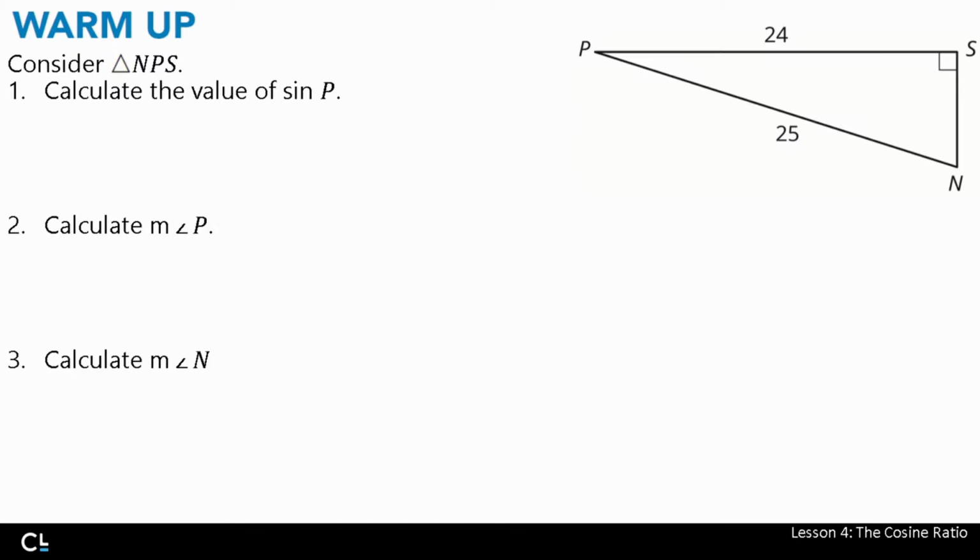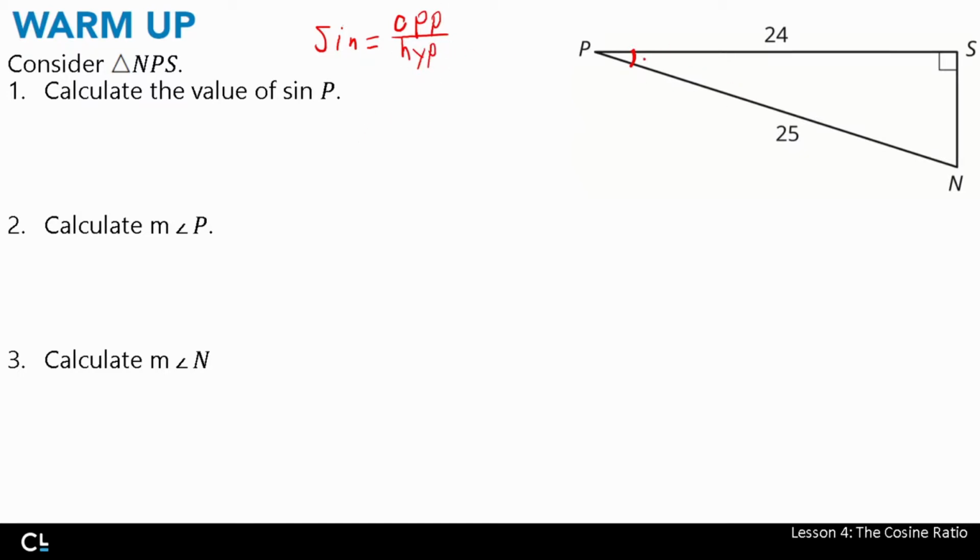So let's get started with reviewing our sine ratio for our warm-up. It says calculate the value of sine P. Now, to remember, P is going to be called our reference angle here. Since it says sine, we have to remember that sine is equal to the opposite side over our hypotenuse. So we need to find our opposite side.